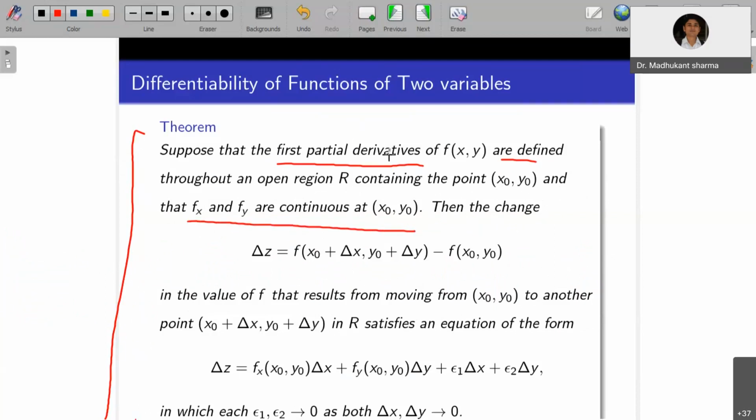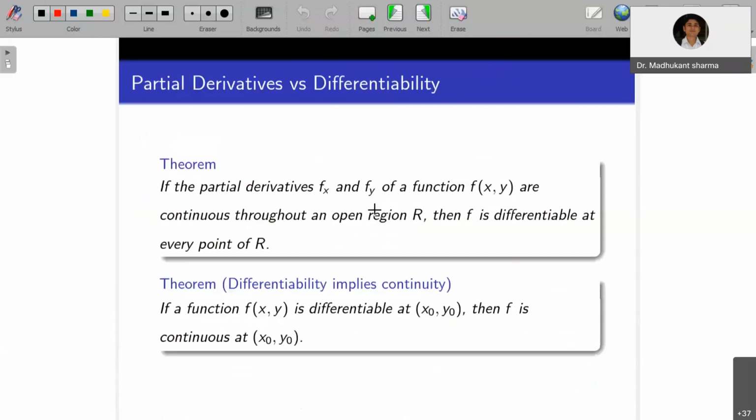Okay, this means the first partial derivatives exist at the point x0, y0, and they are continuous at x0, y0. Then this change will satisfy this. So this says that the function is differentiable. What is added here is that fx and fy are continuous at x0, y0 in addition to that. Okay, so what is the corollary here?